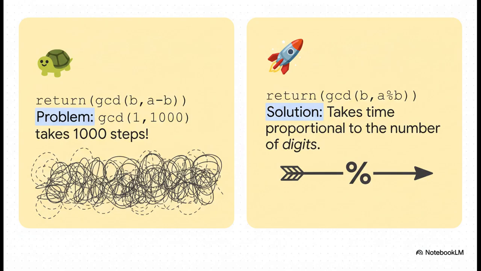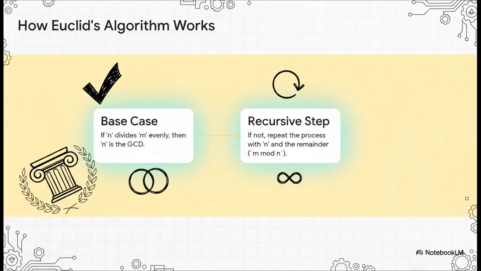And this is a total game changer. Its speed isn't based on how big the numbers are, but on how many digits are in the numbers. That difference is absolutely astronomical. So, how does this ancient piece of magic actually work?